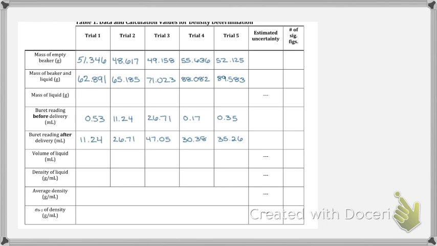You can now calculate the mass of just the liquid because you know how much the empty beaker was and how much the beaker plus the liquid weighs. And for the volume of the liquid, if you started at 0.53 and you went down to 11.24, it's just the difference between those two volumes. So again, it's simple subtraction to find the volume of the liquid as well. Then you have the masses, you have the volumes, you can calculate the density for each one of those trials, take the average, calculate the standard deviation, and you're set.